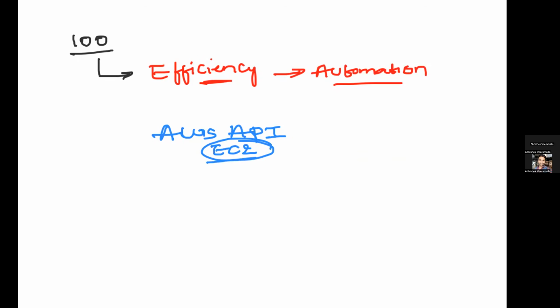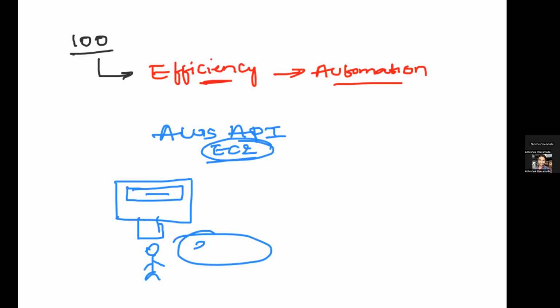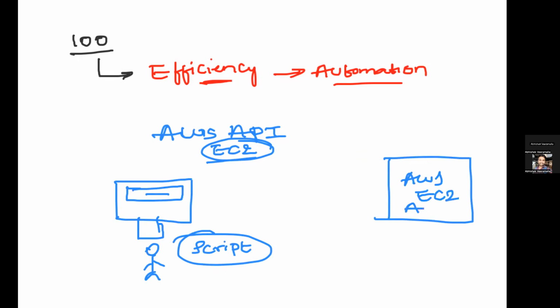Using this AWS EC2 API, the end user or the DevOps engineer who is using his laptop, instead of directly accessing the Amazon console from his favorite browser, can write a script. Using this script, he would make a call to the AWS EC2 API, right? So he makes a call to the AWS API.